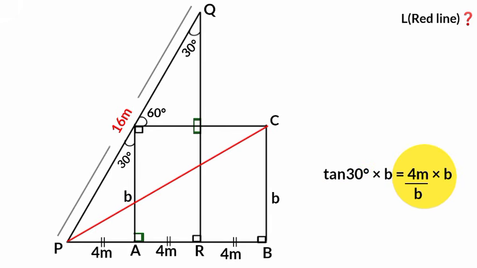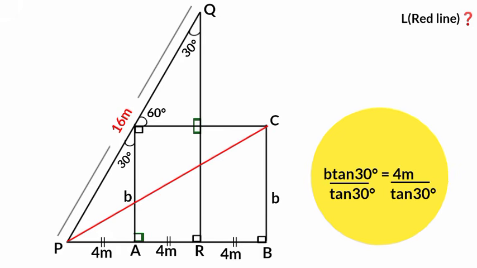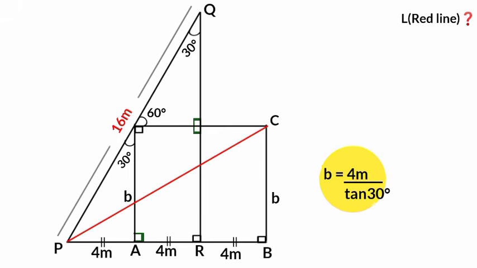Here b cancels b, and here tan 30 degrees times b is b tan 30 degrees. We then divide both sides by tan 30 degrees. Here tan 30 degrees cancels tan 30 degrees, and here 4 meters divided by tan 30 degrees is 6.93 meters. So b equal to 6.93 meters. That is, the length of this side is 6.93 meters.